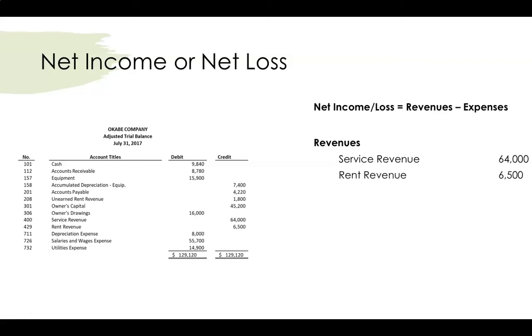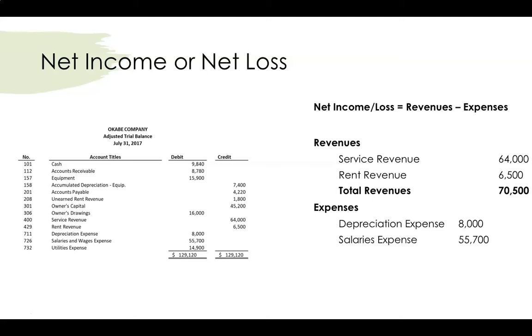Remember that the unearned rent revenue that we're given, that's a liability. So that does not get counted here with your revenues. So we add up our two revenues and we get our total revenue amount of $70,500. Then we have expenses. Well, we have three different expense accounts. We have our depreciation expense, salaries expense, and our utilities expense. You add those up and you get $78,600.